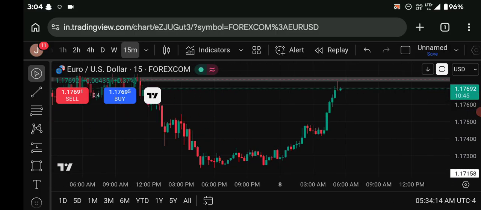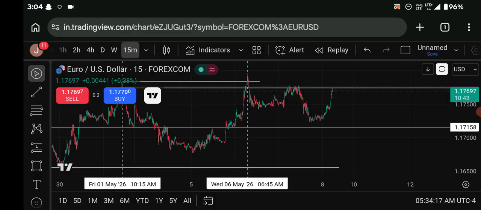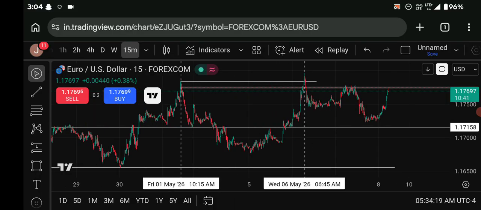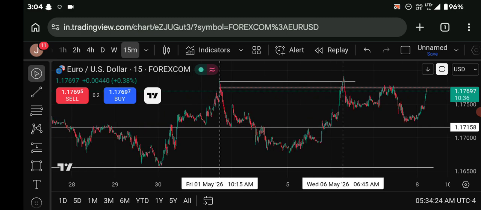My only problem is today is NFP day, and I'm only scared because I have entered on both the assets. That is my only problem.